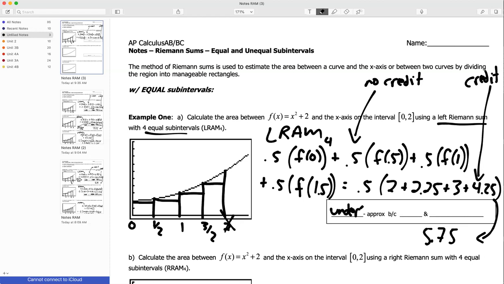And this is how you justify it. You must have these two components. It's an under approximation because this is a left Riemann sum, an LRAM, and we say f of x is increasing. Because my function is increasing and this is a left Riemann sum, this will be an under approximation of what the actual area is.